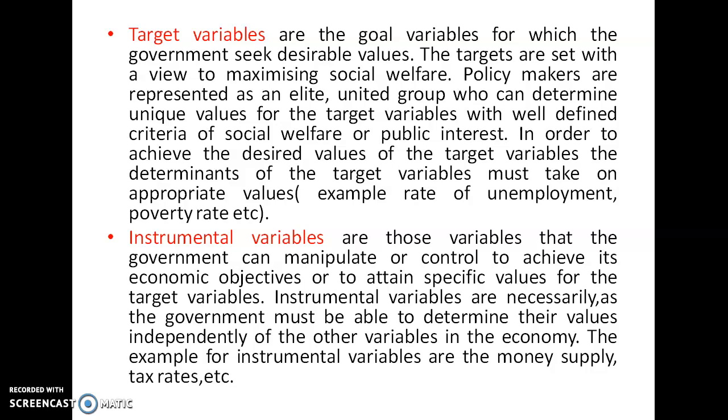Let us move on to the difference between target variable and instrumental variable. Target variables, also known as goal variables, are those variables for which the government seeks desirable values. The targets are set with a view to maximizing social welfare. Policymakers are represented as an allied, united group who can determine the unique values for the target variable with well-defined criteria of social welfare or public interest.